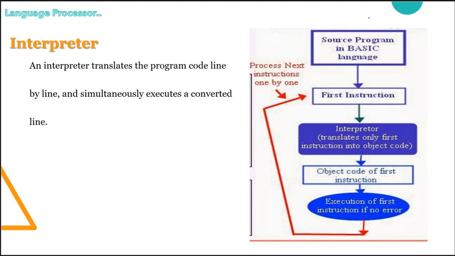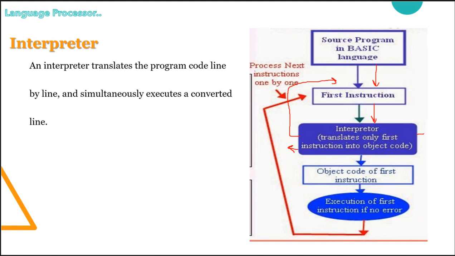For example, if you have written 10 instructions in your program, whenever you click on run, first it will take your first instruction, then your interpreter will examine your first instruction. If everything is correct, then it will call for the second instruction. Again it will examine the second instruction, and if it is correct, then again it will call for the third instruction. But if there is any problem in the first instruction, it will not go for the second instruction.